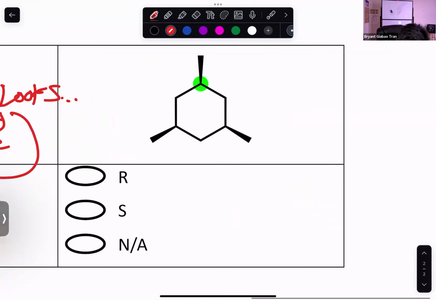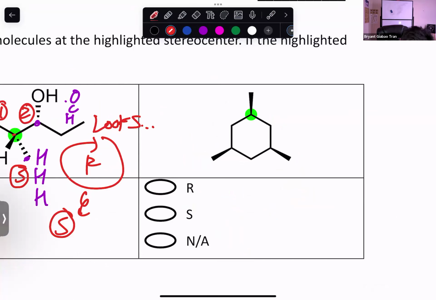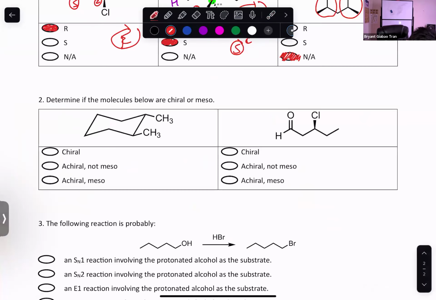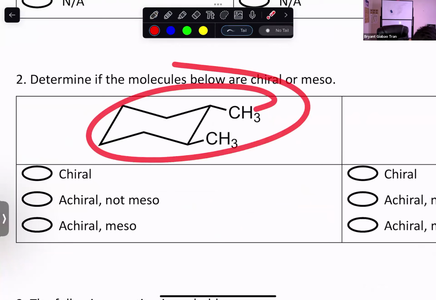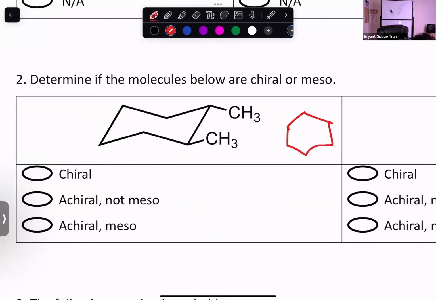Right. Now, for this one here, this is not a chiral center because this group is the same group as that. So N/A. Right. Okay. So next one, chiral or meso. For these types of problems, I like to convert it into the flat bond like this. So I'm going to number this 1, 2, 3, 4, 5, 6. Okay, this is the rotated version, but it doesn't matter how you number it. And let's say this is 1, 2, 3, 4, 5, 6. We see at 5 and 4, there are methyl groups. But at 5, there's a methyl group going down, so that's a dash. At 4, there's a methyl group going up, so that's a wedge.